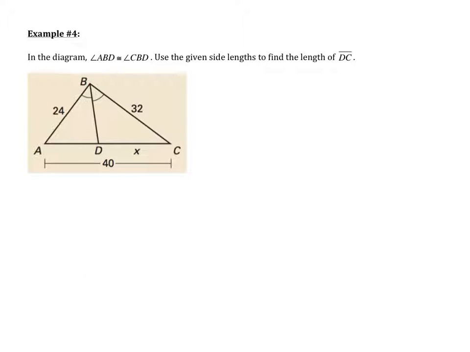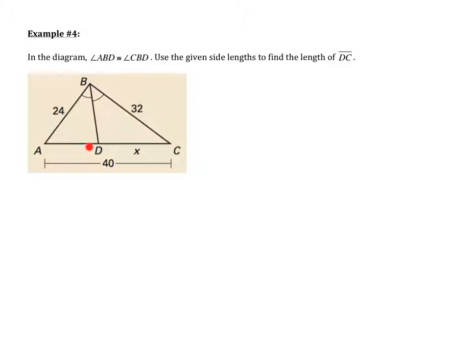And finally, example number 4. In the diagram, angle ABD is congruent to angle CBD. Use the given side lengths to find the length of segment DC. So we start off just like that last theorem stated, that if we have a ray bisecting an angle, it divides that segment in such a way that it makes the ratio of this side over this side equal to this side over this side.